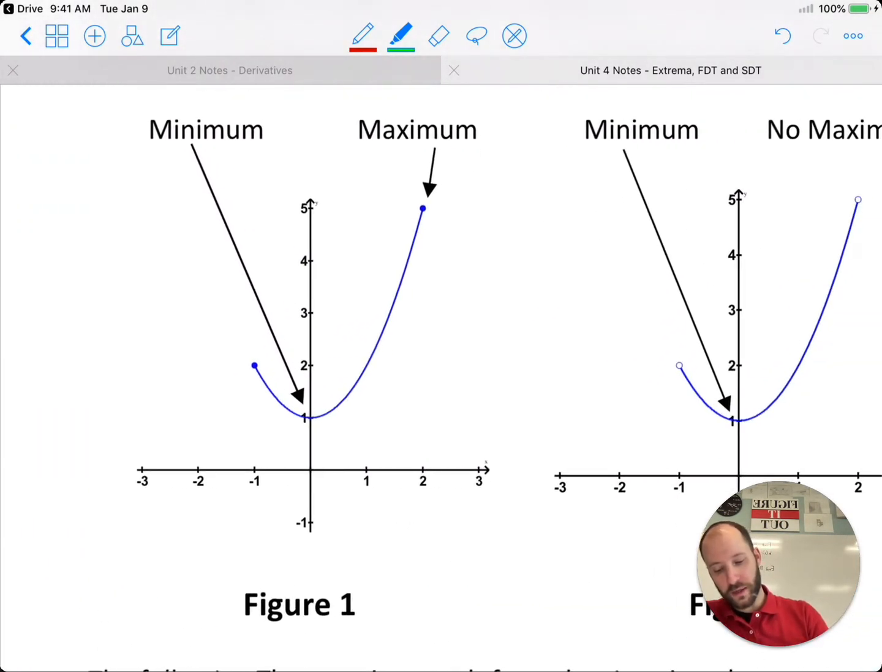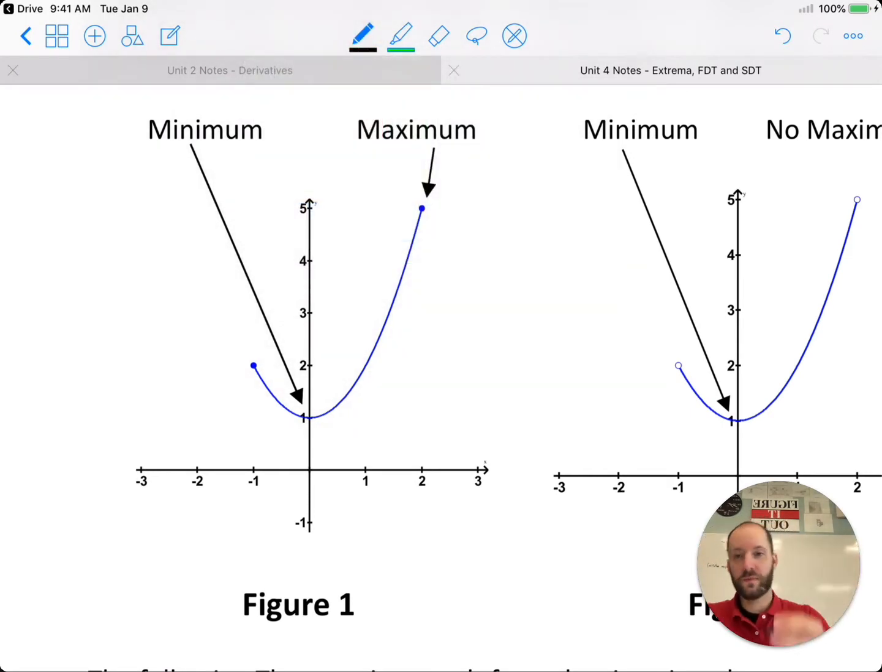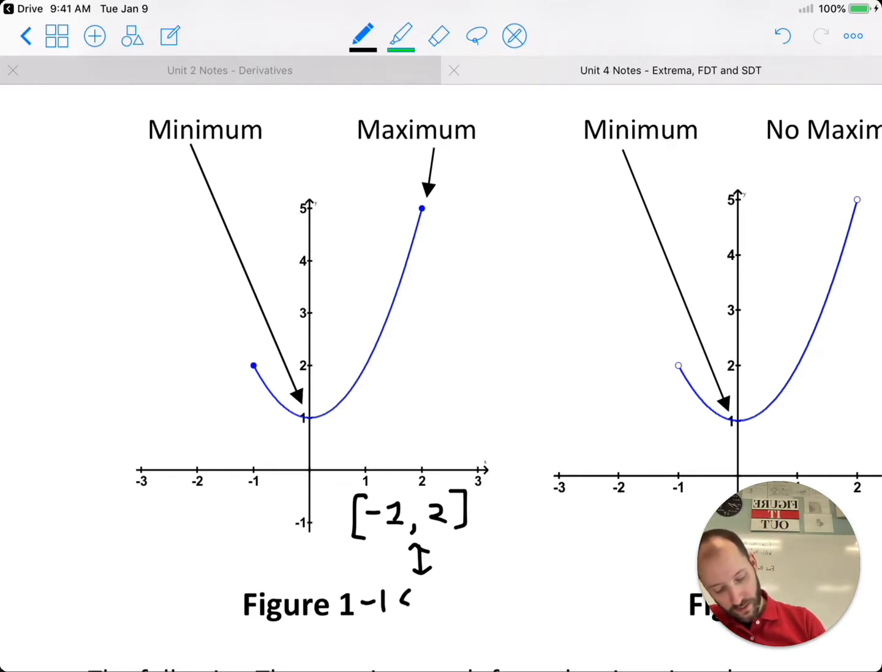So, for figure 1, it's a closed interval, so from -1 to 2 for the x values, so we could use brackets to say closed, the inclusive interval, so included from -1 to 2. And if you want to see that as inequalities, that's the same as -1 less than or equal to x, less than or equal to 2.